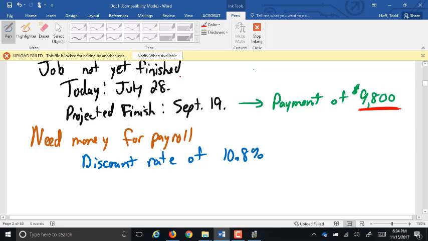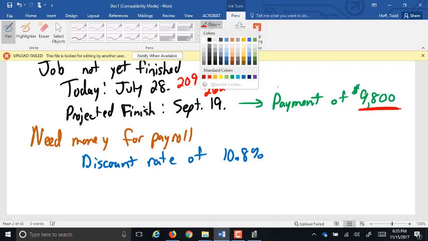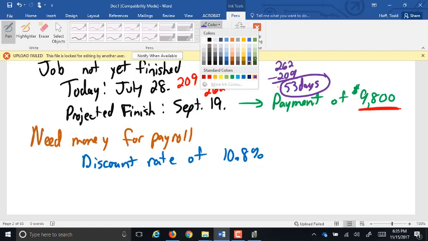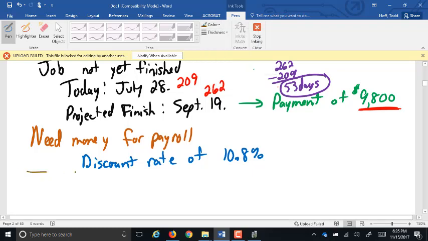209 and September 19th, 262. Okay. How many days is that? 53 days.